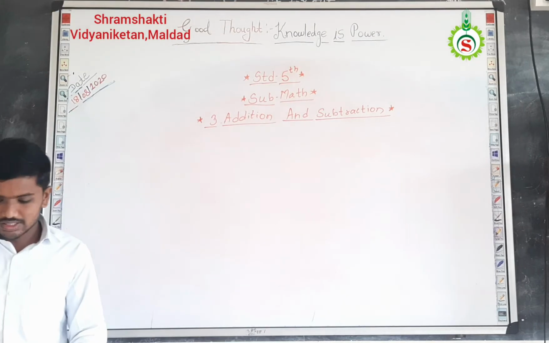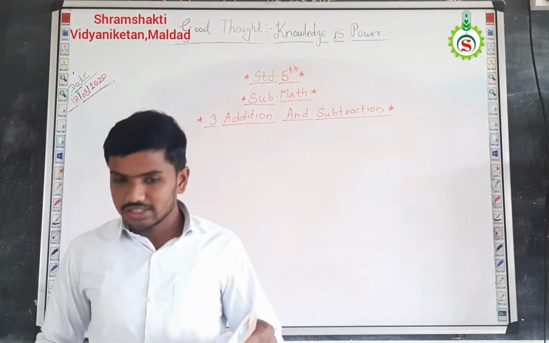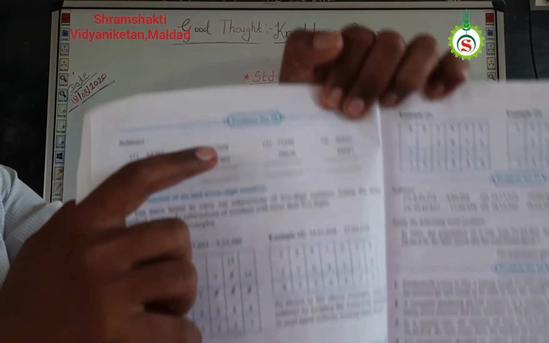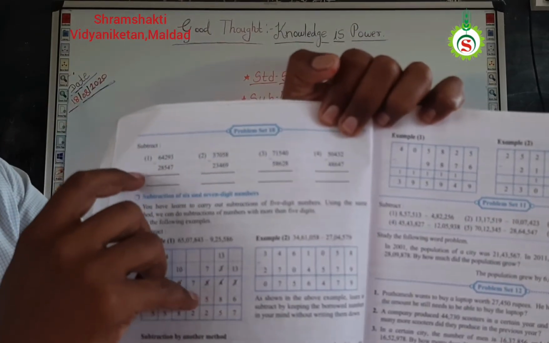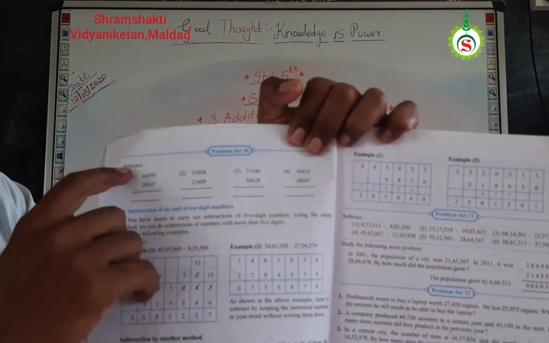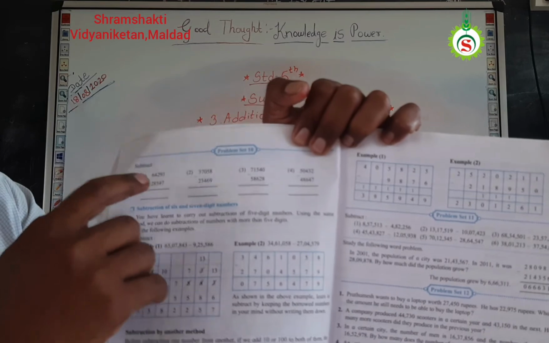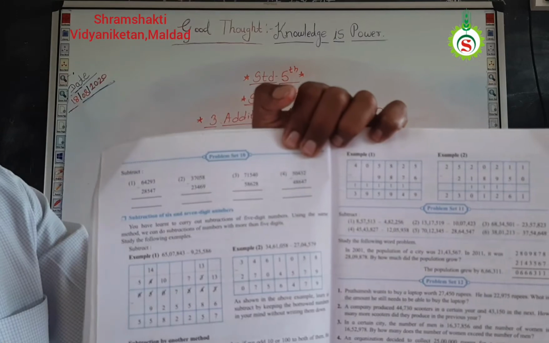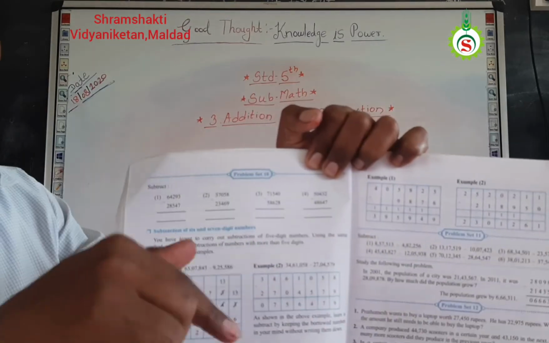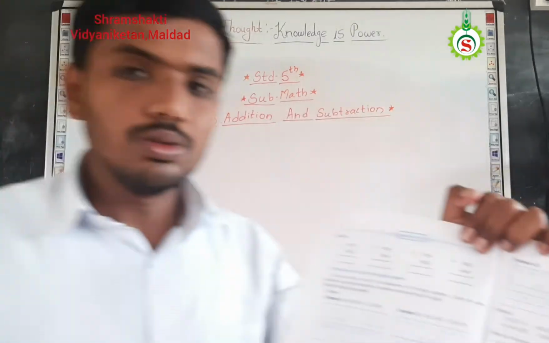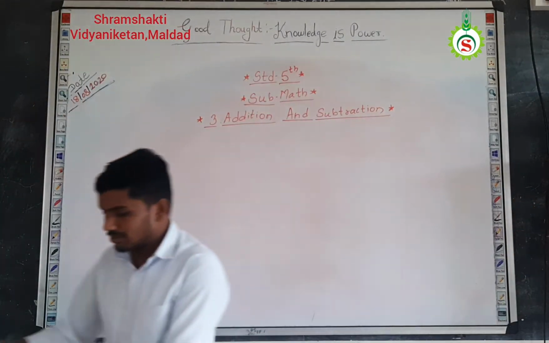Before moving to the subtraction of 6 digit numbers, in your book on page number 12, there is one practice problem set, number 10. In problem set 10, 4 examples are given. All the examples are of subtraction. The question is like that: subtract. All 4 examples contain subtraction of high digit numbers. Right now you are able to solve them, so you have to solve those examples at home. Now we will move toward the subtraction of 6 digit numbers.